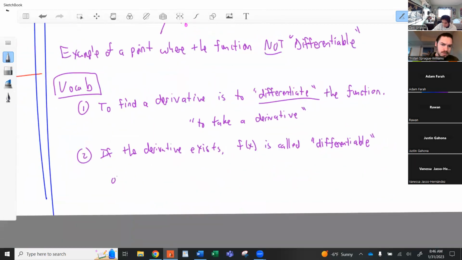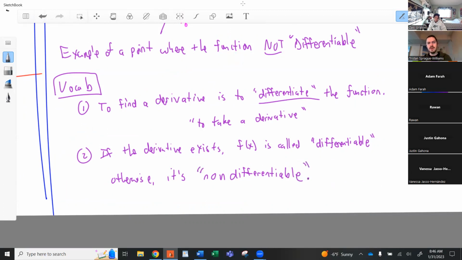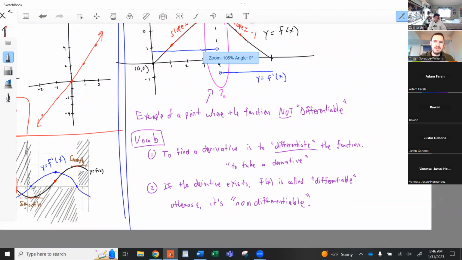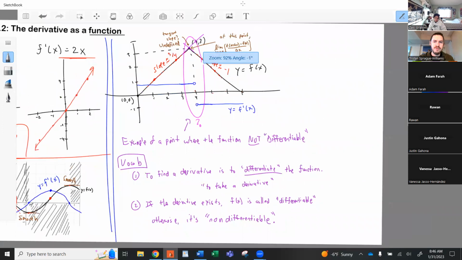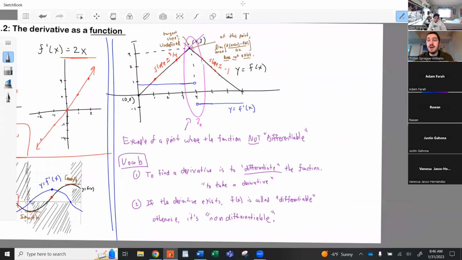Otherwise, it's not differentiable, or sometimes non-differentiable. Sort of wild words. Non-differentiable. Okay. So that's what we just did up here. It's an example of a point on a graph where it's non-differentiable.